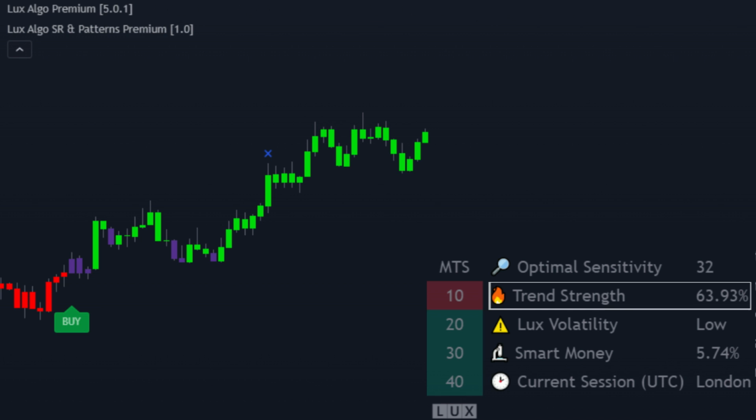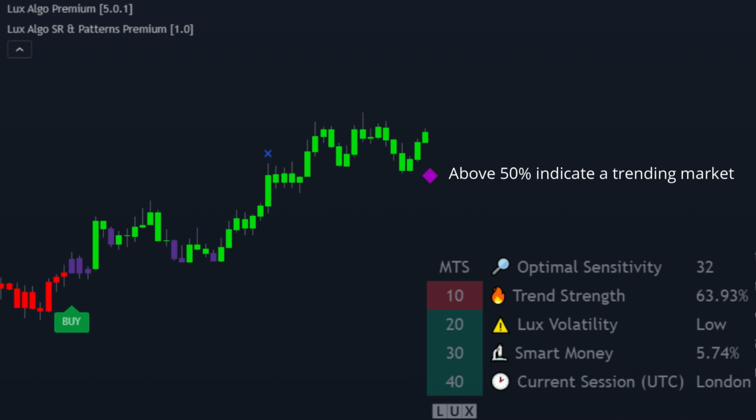The trend strength shows the strength of a trend and displays it as a percentage. It informs the trader whether the market is currently trending or ranging. A percentage above 50% would indicate a trending market, whereas a percentage below 50% would show a ranging market.